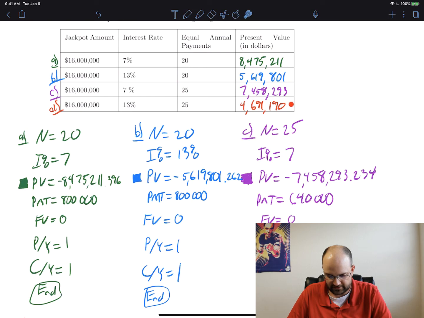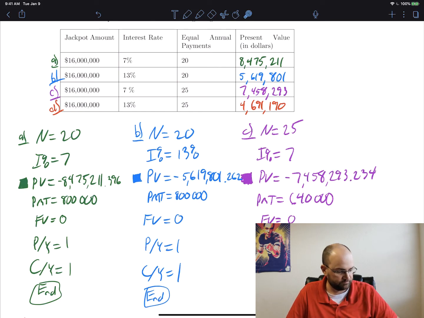And that one's actually the biggest kicker, because you thought you won 16 million, and the present value is only $4,691,190. Now, I don't think anyone would balk at that, but that is what does happen. That's the reason why if you take a lump sum payment, you actually get significantly less than the jackpot amount. And then you have to pay taxes on that as well.